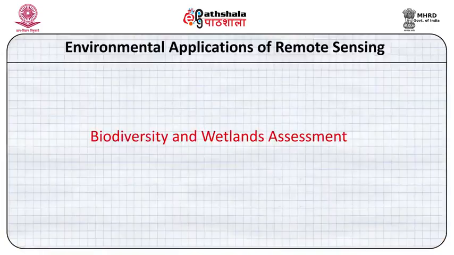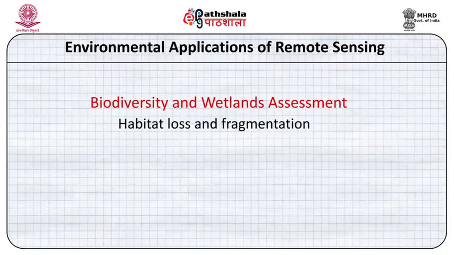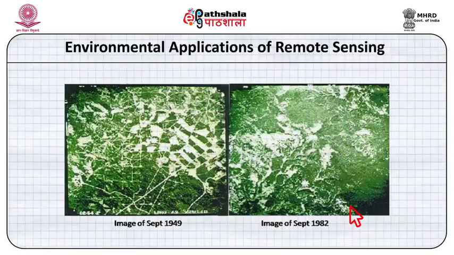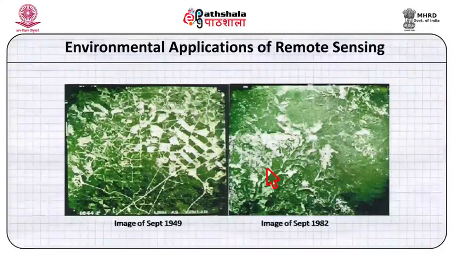Now let us take them one by one and talk about biodiversity and wetlands assessment. For that we take optical satellite data, and if you see figure 2, there are 2 photographs, one of 1949 and the second of 1982. What we see are white patches, which show that these areas have been destroyed, that the forest has been cut down. As I said before, with increasing population, forest resources are being exploited. So all these white patches clearly show where forest cutting and clearing is going on.